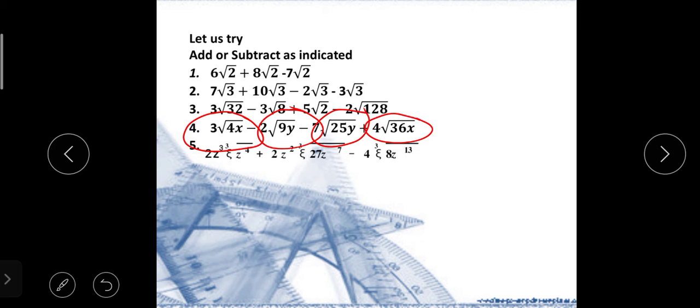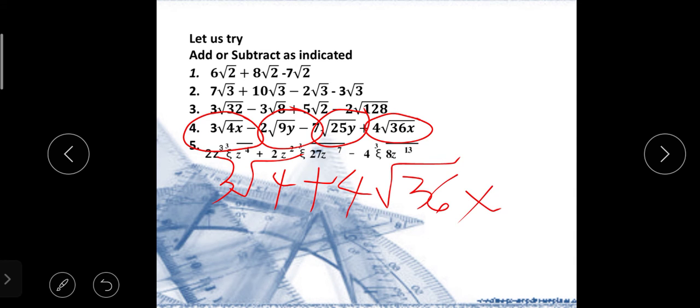So, magkakaroon tayo ng dalawang term sa ating final answer. Kasi di ba dun sa number 1, 2, and 3, nagkakaroon lang tayo ng isang term doon sa ating final answer. Dito, magkakaroon tayo ng dalawang term since meron tayong x at meron tayong y. Okay? So, rewrite muna natin 3 square root of 4x at 4 square root of 36x. Okay? So, as we can see, ito ay isang 4x at isang 36x.